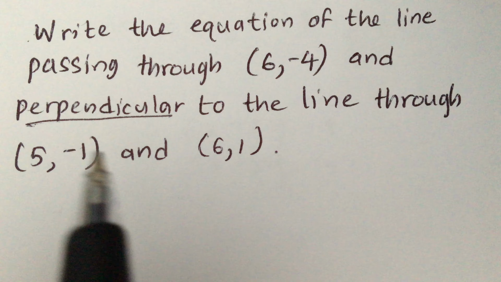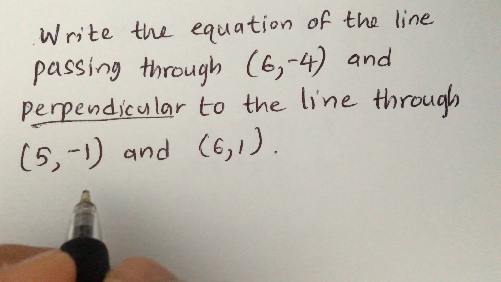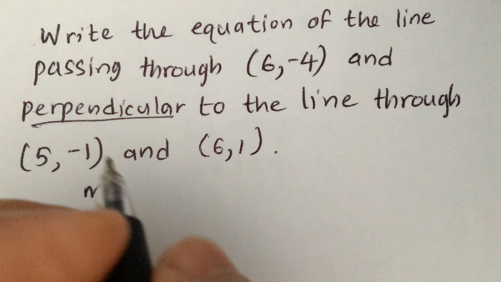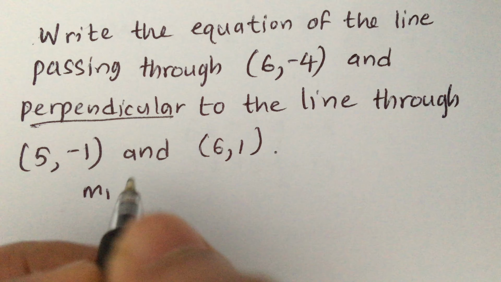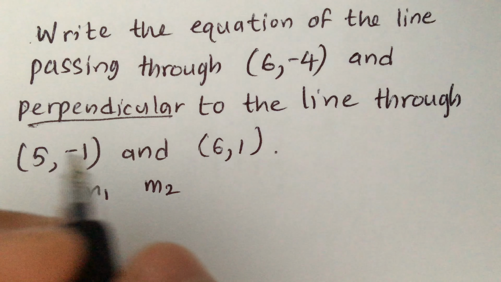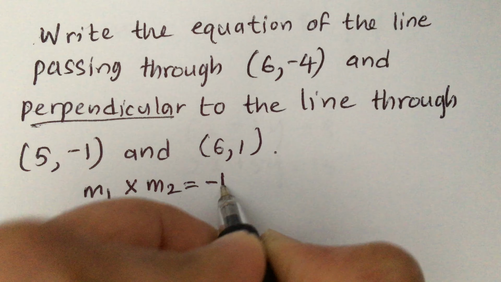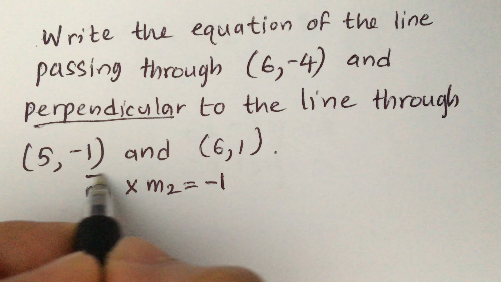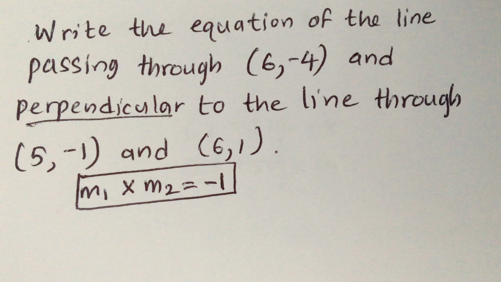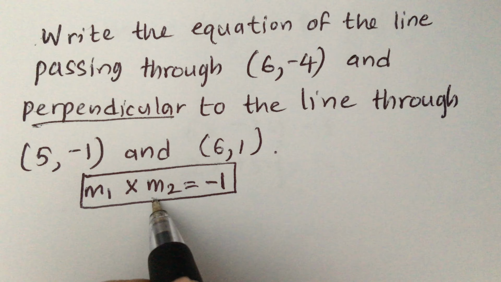So you know, if two lines are perpendicular, what can you say about the slope of those lines? Let's say slope m1 is the slope of one line, and m2 is the slope of another line, and the multiplication of these two slopes should be equal to -1. So this is the relationship between the slopes of two perpendicular lines, right? So we are going to use this property.